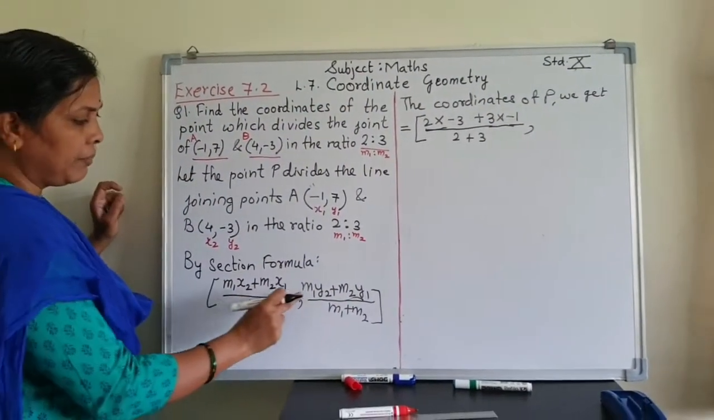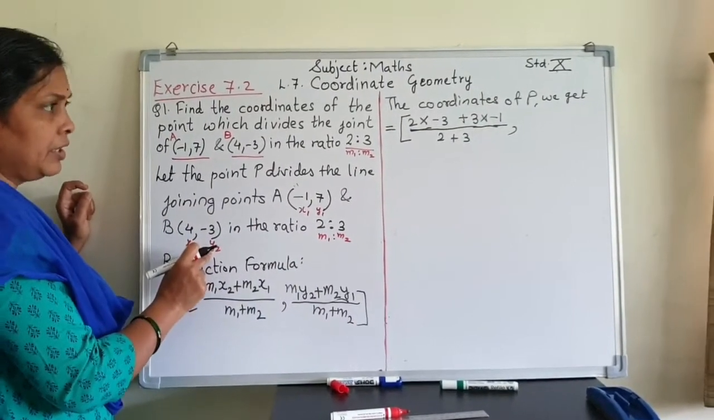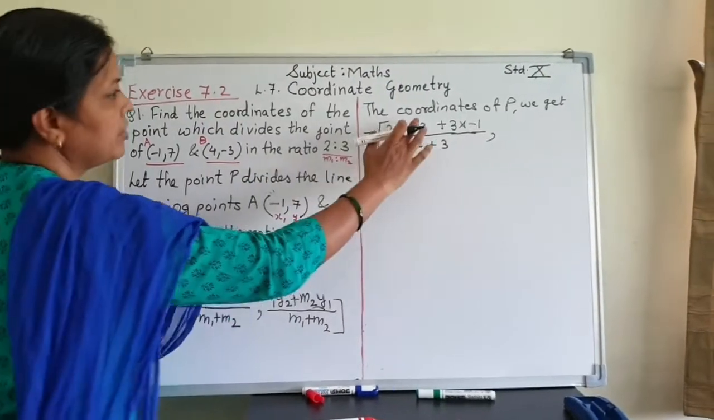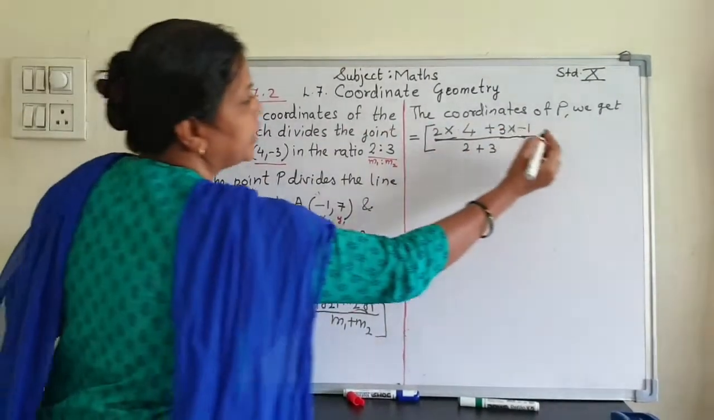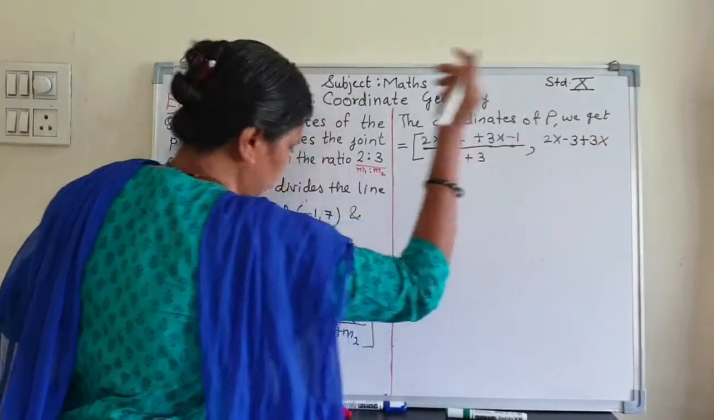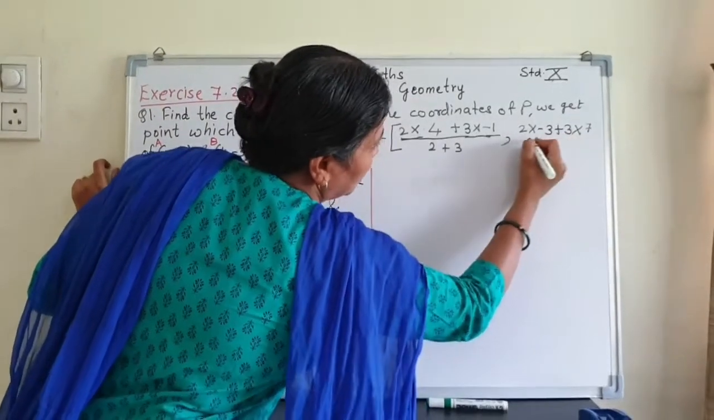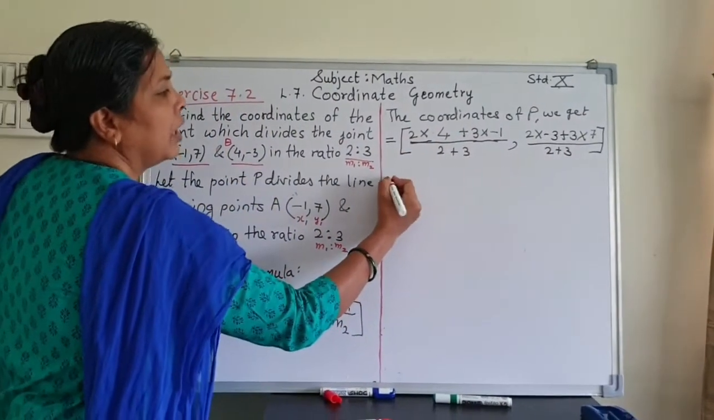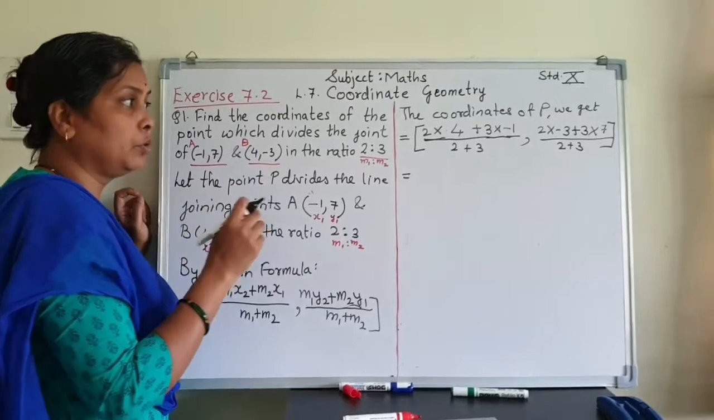Same way, M1, what is M1? It is 2, into y2 which is -3. So 2 into -3 plus 3 into y1 which is 7, upon 2 plus 3. I hope you have understood how we have substituted the values for x1, y1, x2, y2.